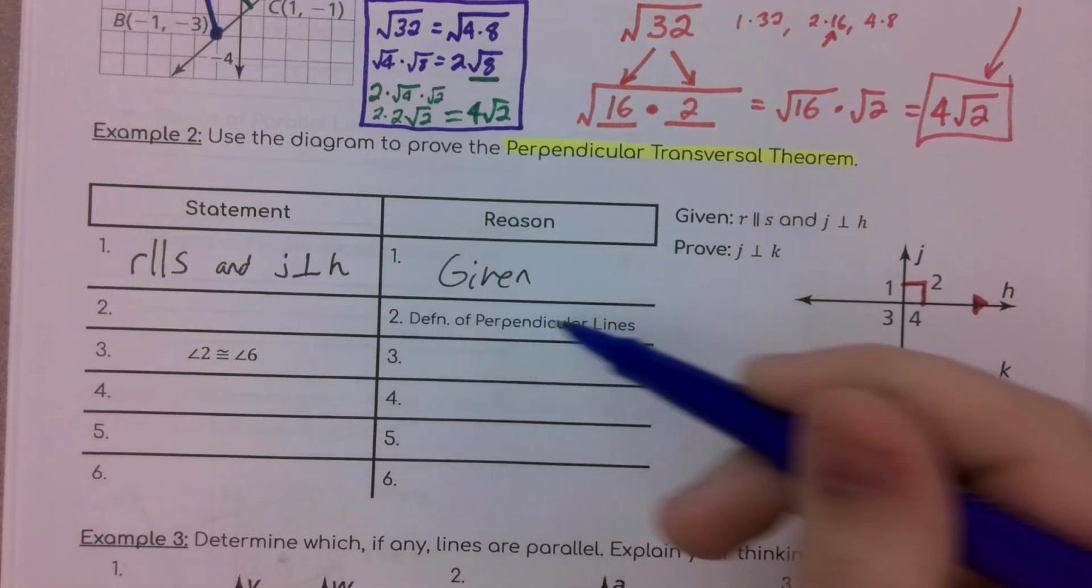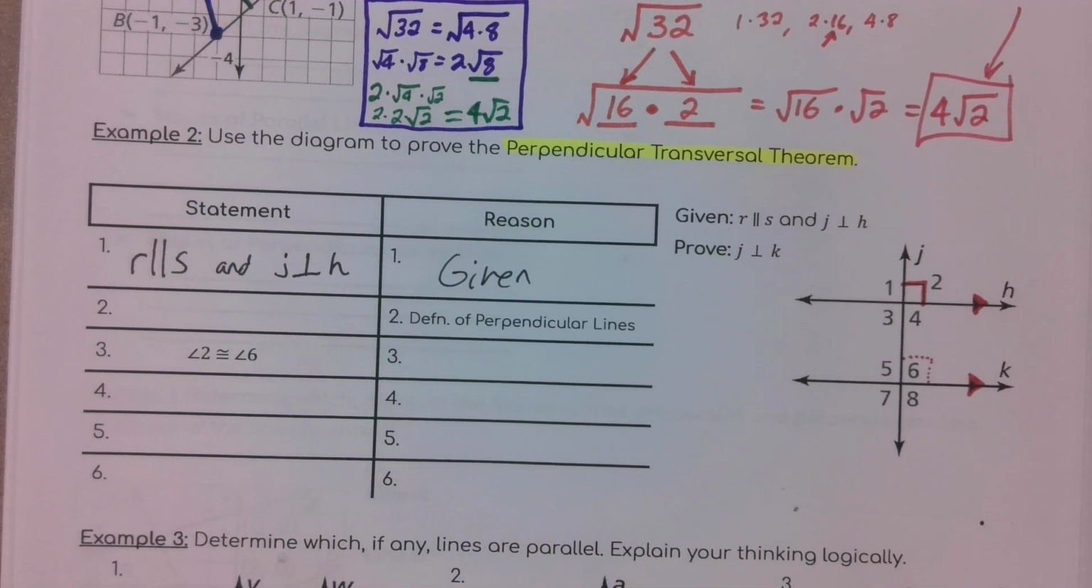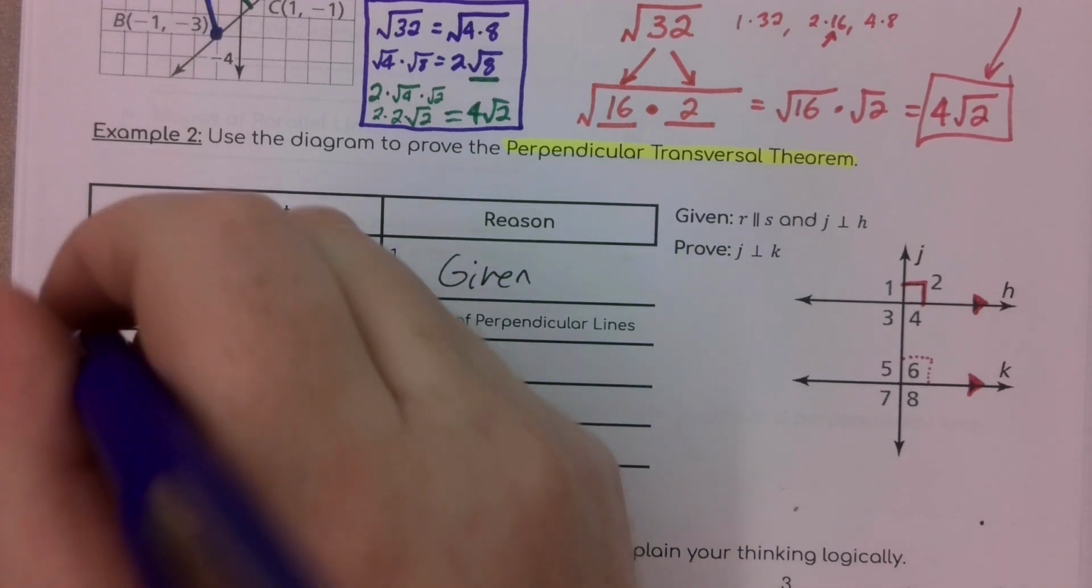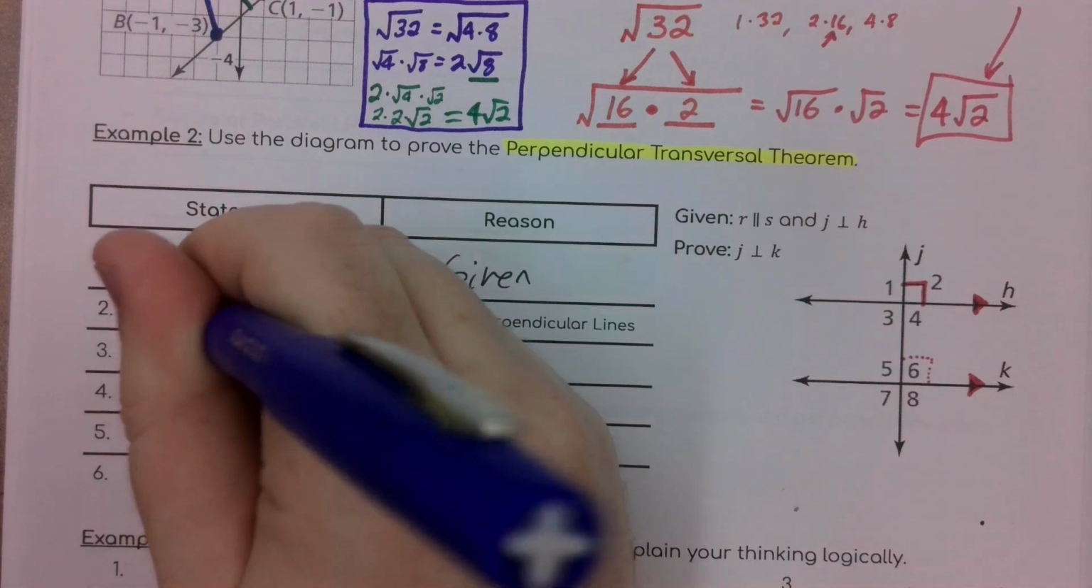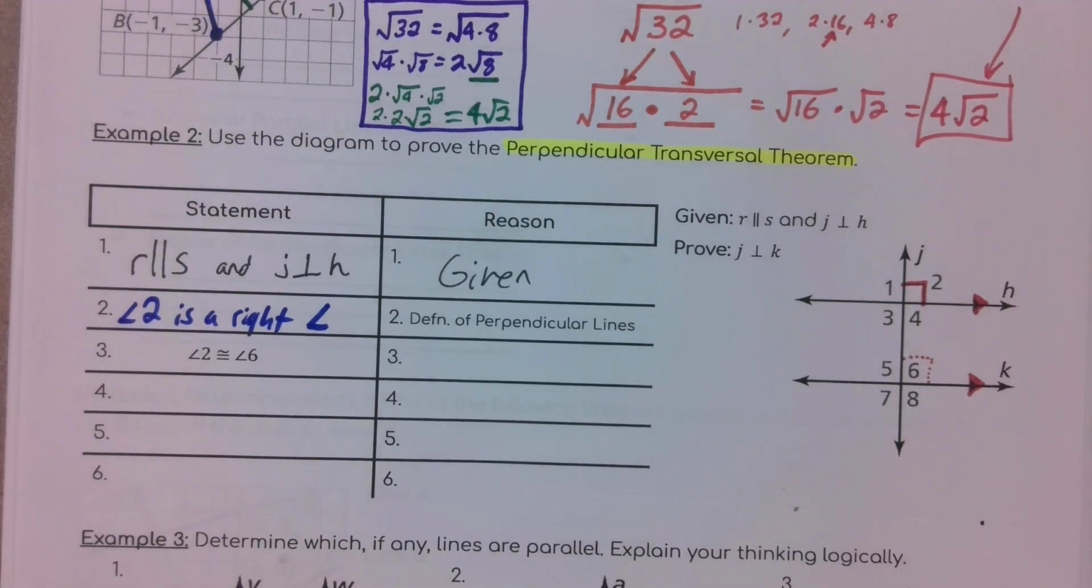First, the reason we're given is definition of perpendicular lines. Well, if we look back at our 3.1 notes, perpendicular lines, by definition, are two lines that are coplanar, that's not going to help us, and they intersect, that's not going to help us, to form right angles. So this tells us that angle 2 is a right angle. That's the important part here.